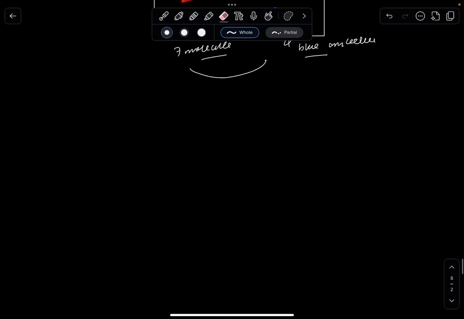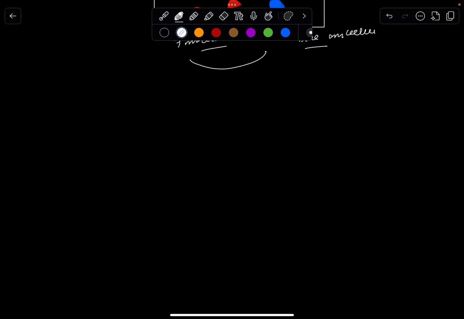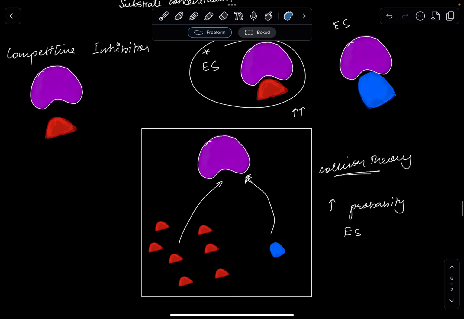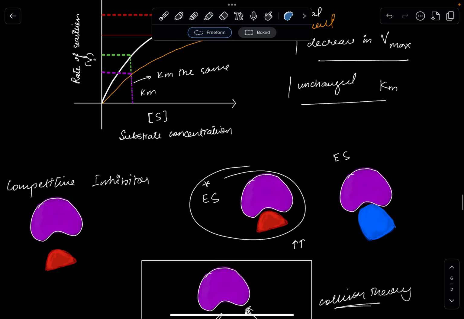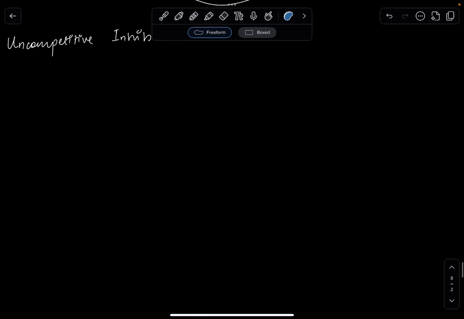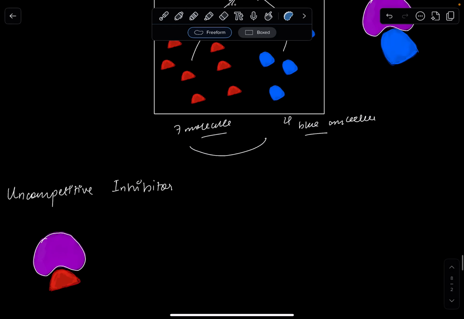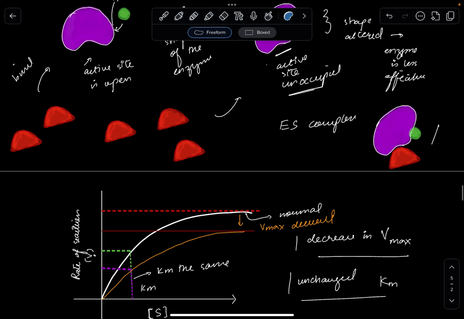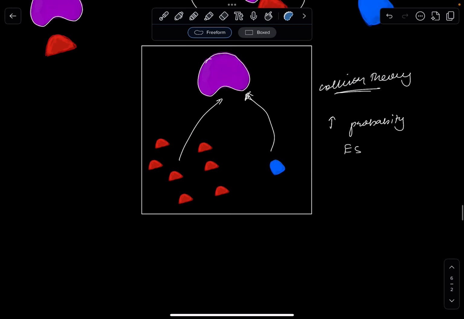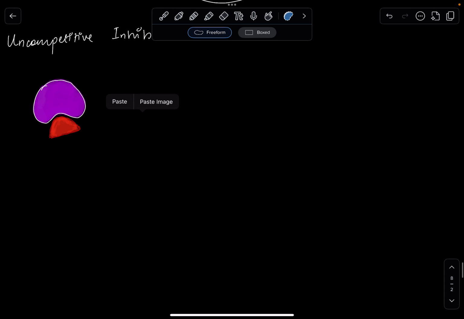Now there's also something which isn't particularly part of A levels, but is good for completeness sake, which is the uncompetitive inhibitor. Now in this case, it's the same kind of logic as a non-competitive inhibitor. The difference is the inhibitor doesn't bind to the enzyme like we see in the case of non-competitive inhibitor. It binds to the enzyme substrate complex.